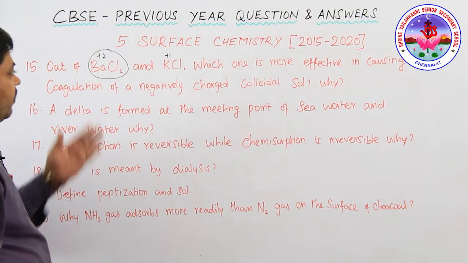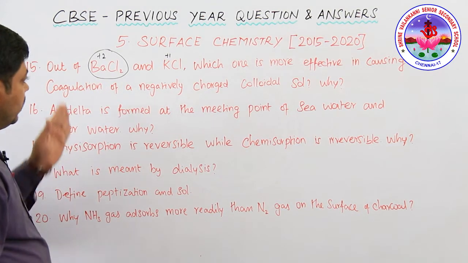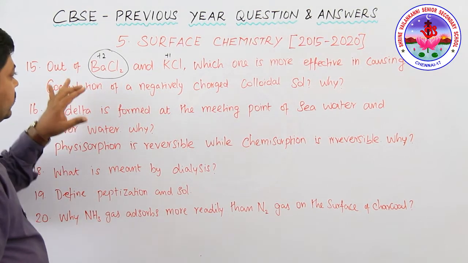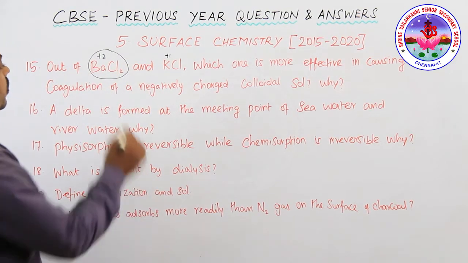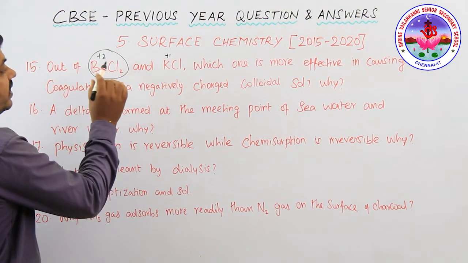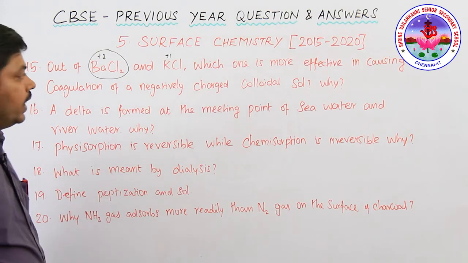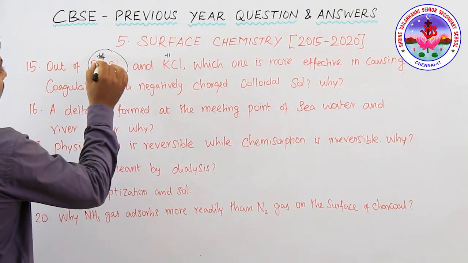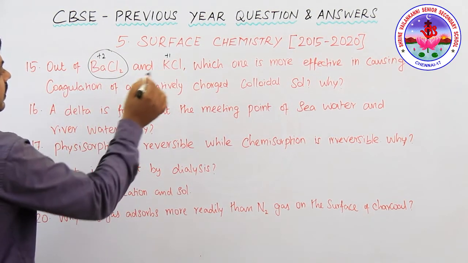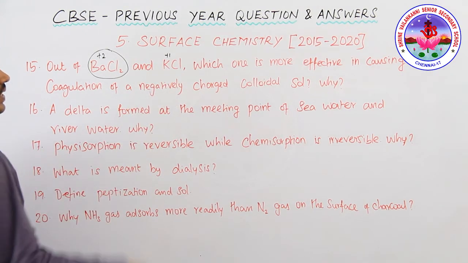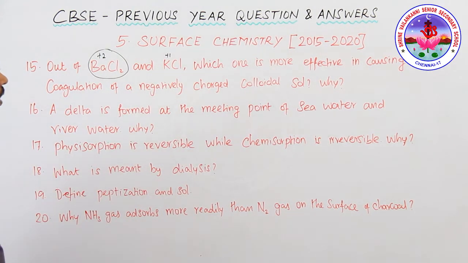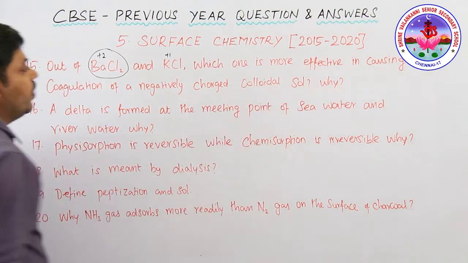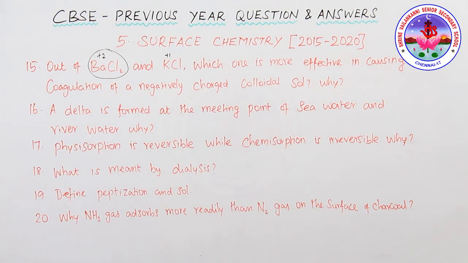In case aluminum chloride is given, out of the two you have to look at which compound has the higher positive charge. So this has a higher charge compared to KCl. In case AlCl3 is given, then aluminum is more effective in causing coagulation. So this is the answer.